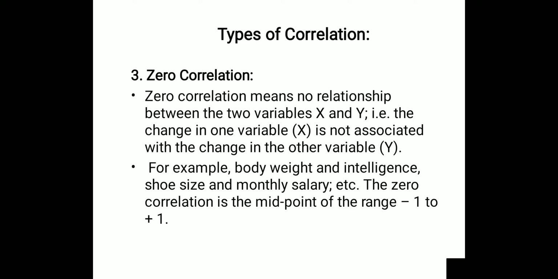The third one is zero correlation. Zero correlation comes when the value of R is equal to 0. That is, it is neither negative nor positive. So it is nothing but there is no relationship between the two variables. For example, body weight and intelligence, shoe size and monthly salary, etc. cannot be correlated with each other, and that is the midpoint of the range, that is 0. This is called zero correlation.